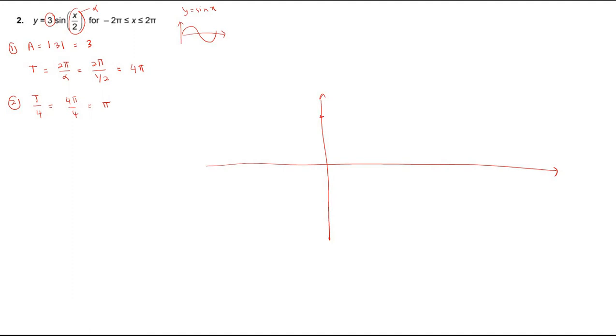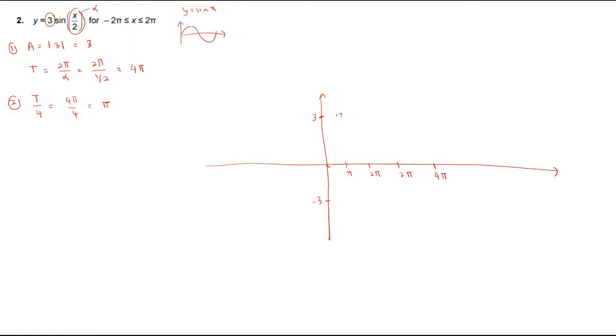Okay. The amplitude is 3, negative 3. The subinterval is pi, and the period is 4 pi. So, pi, 2 pi, 3 pi, 4 pi. Okay, kita buat untuk satu cycle dulu. Okay, following the shape of y equals sine x here.